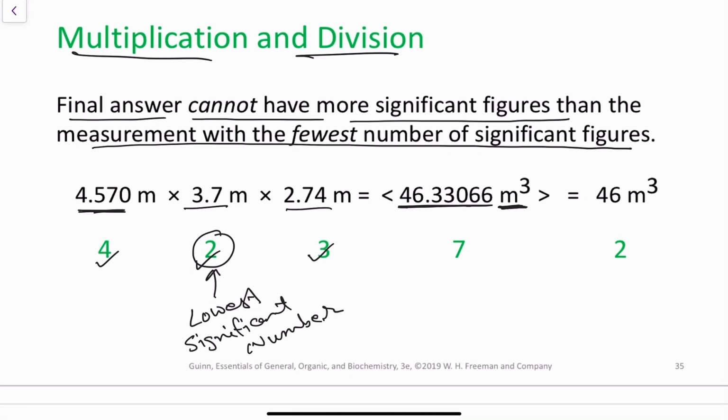So your calculator is giving you 46.33066, but how many significant numbers do you have in this number? 1 2 3 4 5 6 7 sig figs. But how many sig figs should we have in our answer? Not more than 2, right? So how are you going to convert into 2? So we have to see, this is 1, this is 2, we don't want the third, right? So your final answer will be 46 cubic meter, right?